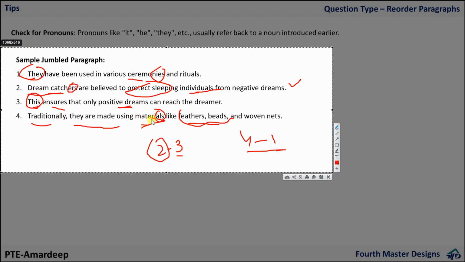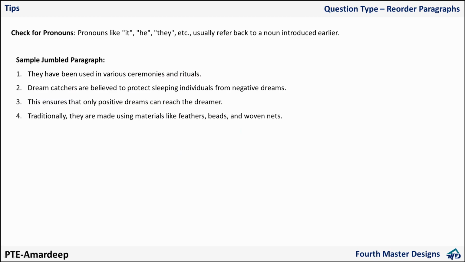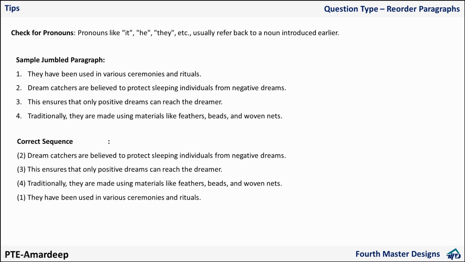"Traditionally they are made using material." They are again talking about something plural here. So only where they are talking about something singular, that is an activity, like protecting sleeping individuals from negative dreams. If this is an activity, then you can refer to this activity as "this." Okay, so keep these pronouns in mind. They will also help you in going for the correct sequence. So second, third, fourth and one, this is our correct sequence.